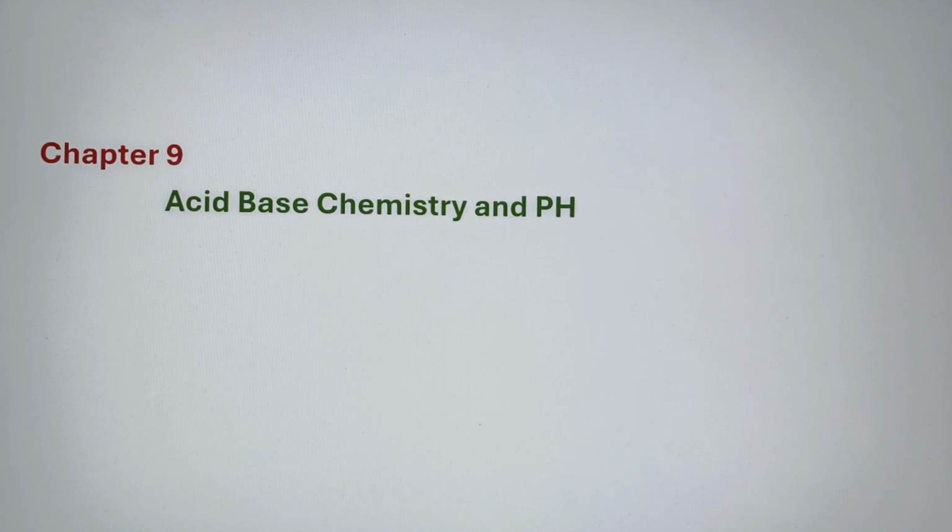Today we are going to start class 11 chemistry chapter number 9, acid base chemistry and pH. Today our topic of discussion is the ionic product of water.